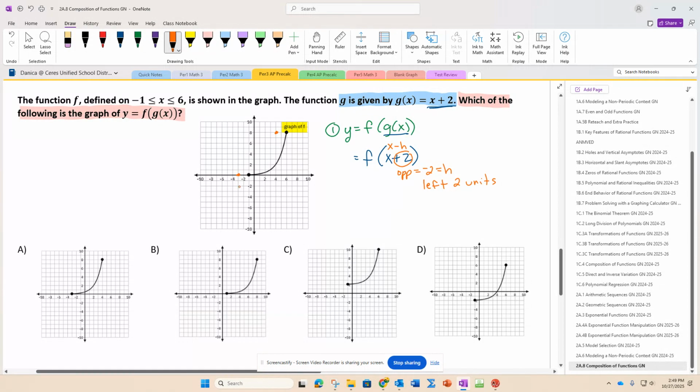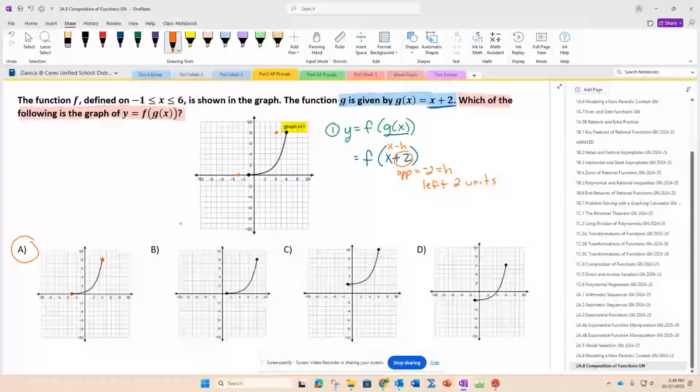So that's what I'm looking for. Where do I have this point, negative 3, 0? I have negative 3, 0 here. And where do I have this point, 4, 8? There's my 4, 8. And so A is technically the composition, f of g of x.